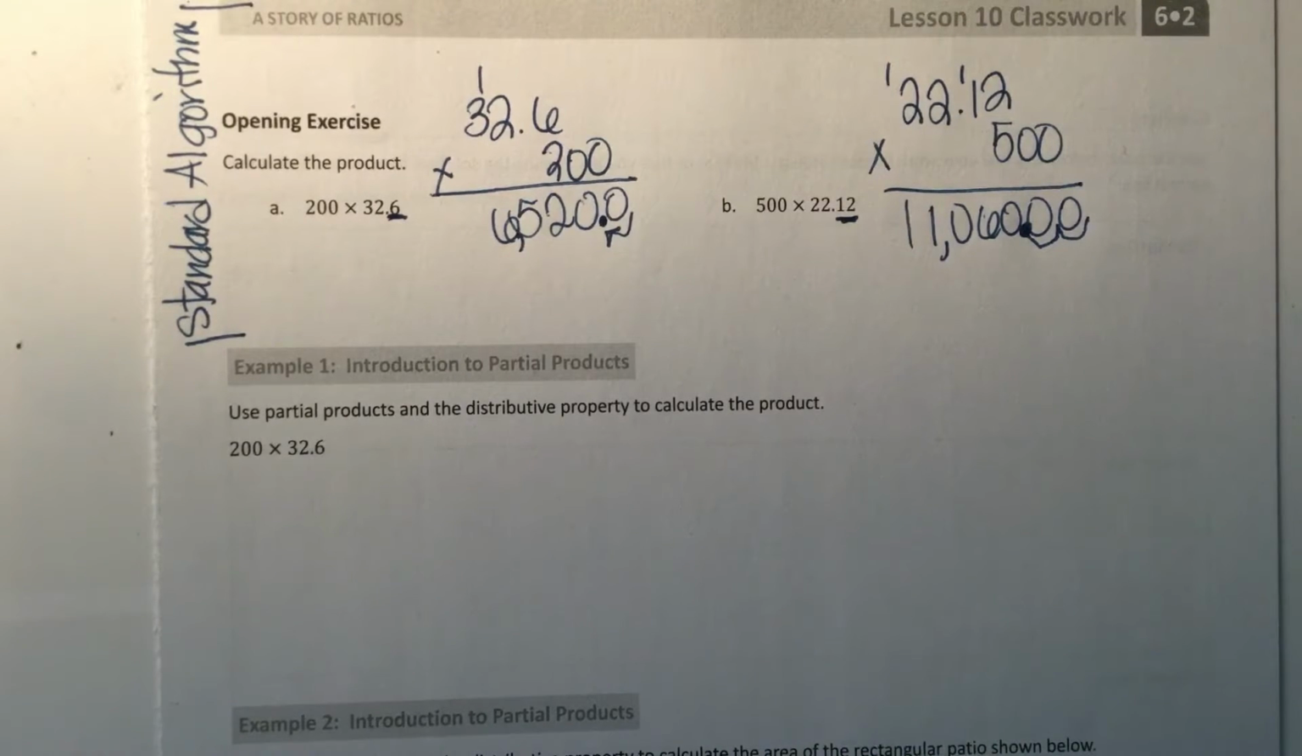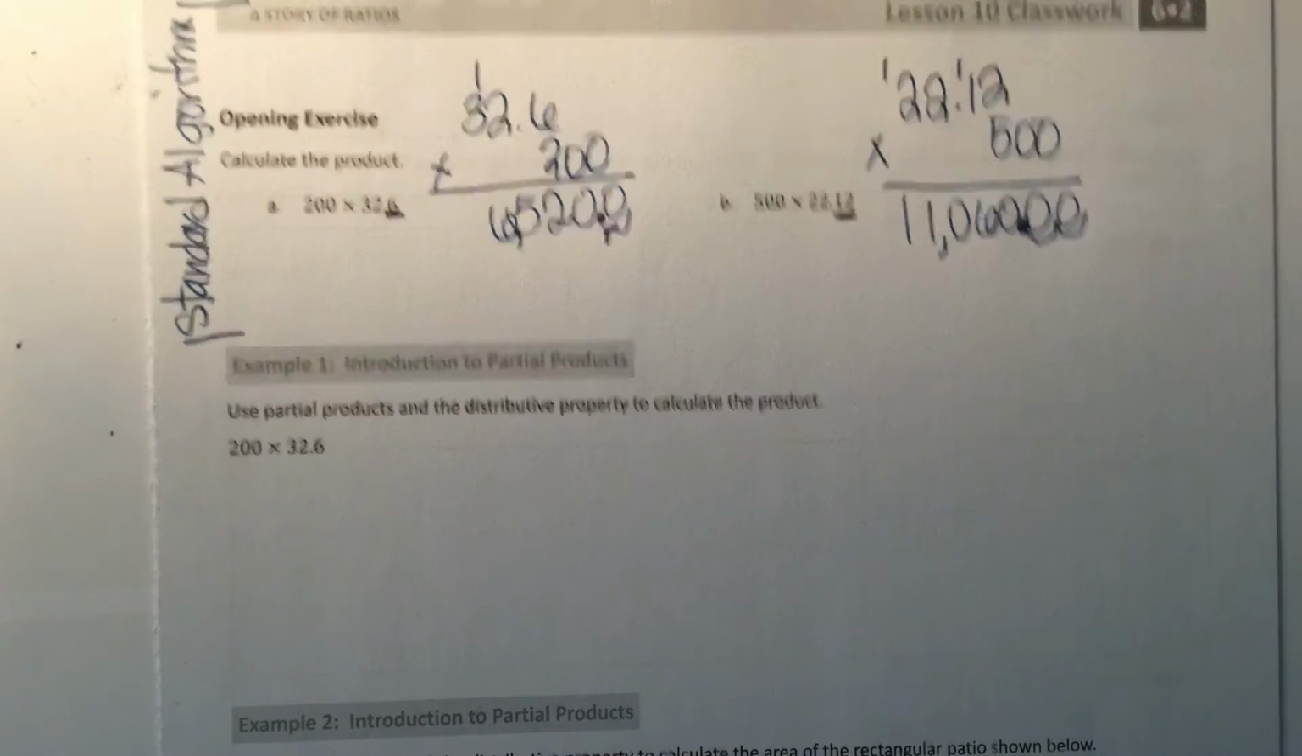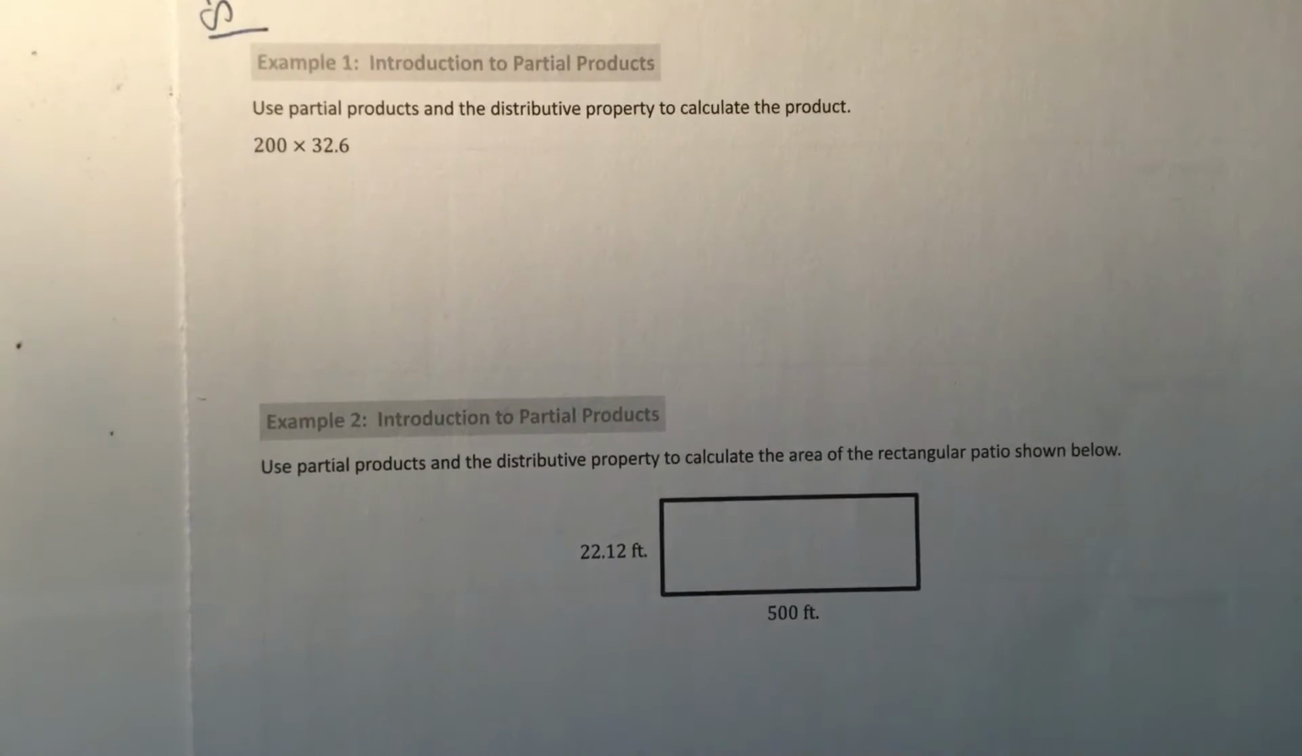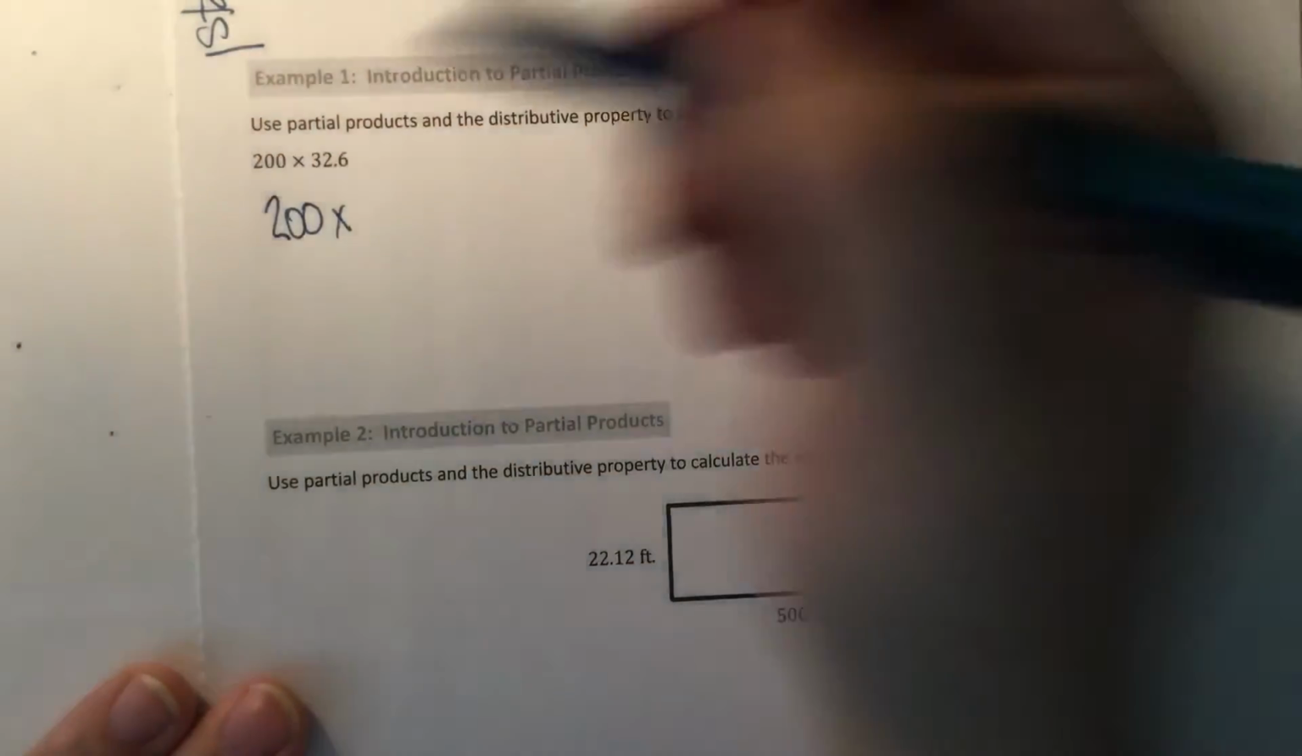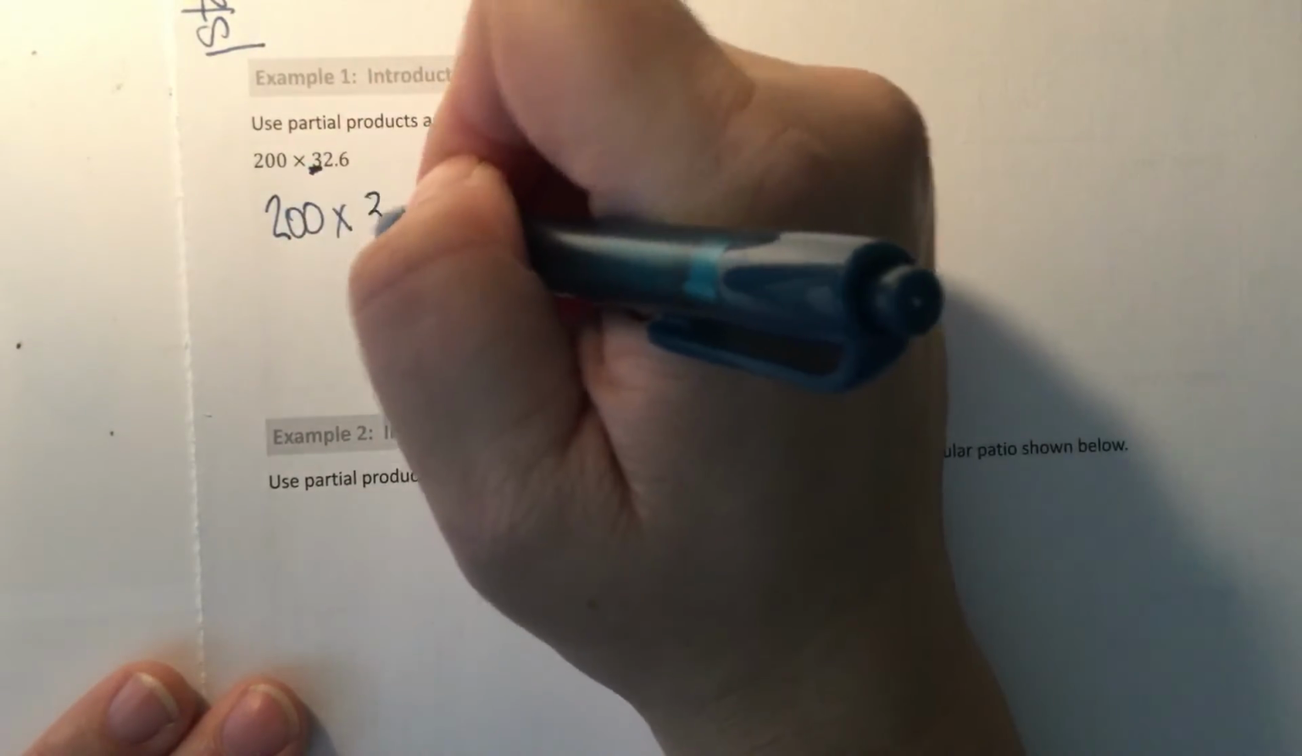Today, I want to teach you partial products. We need to think of our place value when we're doing partial products. We're doing the same problem, 200 times 32.6. We need to identify first our tens, our ones, and our tenths. When we do partial products, we first take 200 times our tens, which is 30.